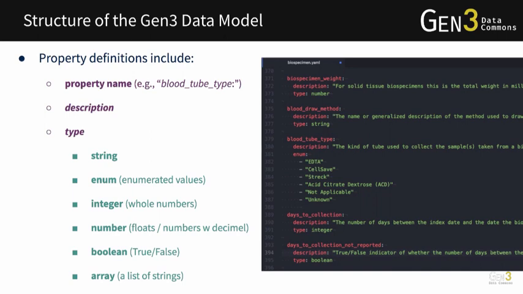Integers are whole numbers. Numbers are floats or numbers with a decimal. Booleans accept a true or false value, and an array is a list of strings.